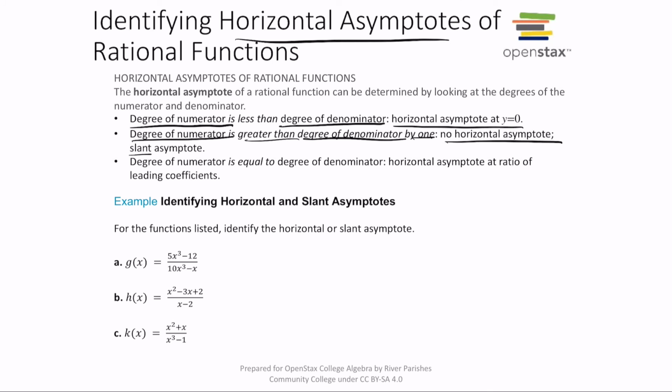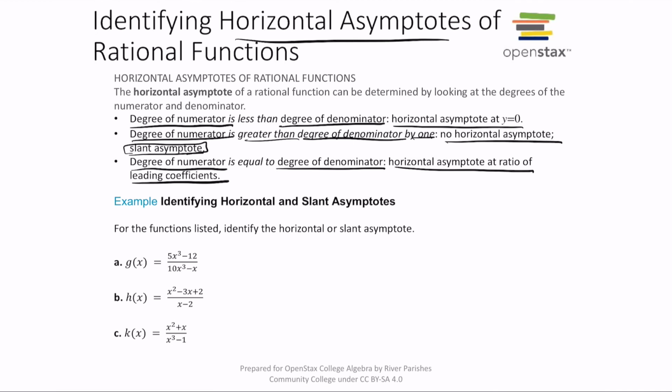If the degree of the numerator is greater than the degree of the denominator by 1, then there is no horizontal asymptote. It has a slant asymptote, so it will have something like this. It's not a perfectly horizontal one, but a slant one. But if the degree of the numerator is equal to the degree of the denominator, then you will have a horizontal asymptote at the ratio of the leading coefficients. So the ratio of leading coefficients itself becomes the asymptote here.